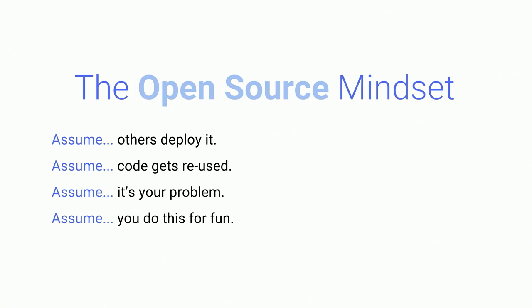So with the open source mindset, over the 2 years I've been running jpeg.cool as a side project, I've got to learn the really applied version of this mindset. And I can go through each of these assumptions and see what they look like for me in a real application. So assumption 1, assume others deploy your code.